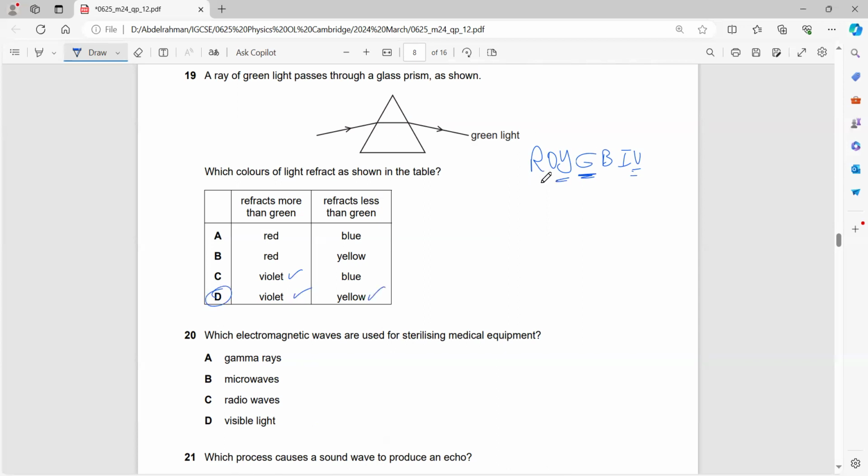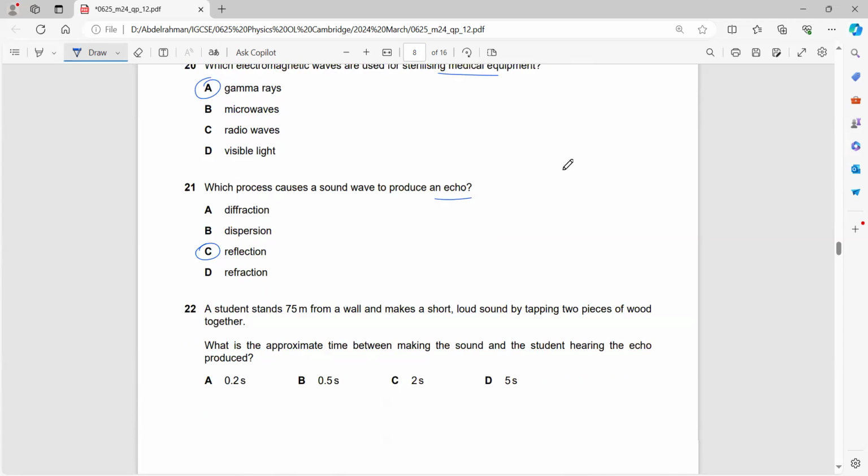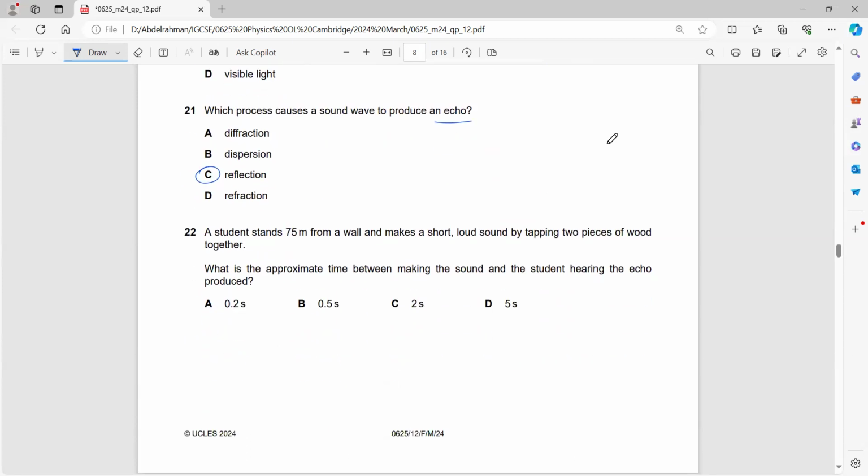Which electromagnetic waves are used for sterilizing medical equipment? Gamma rays. Which process causes the sound wave to produce an echo? Reflection. A student stands 75 meters from a wall. What is the approximate time between making the sound and hearing the echo?